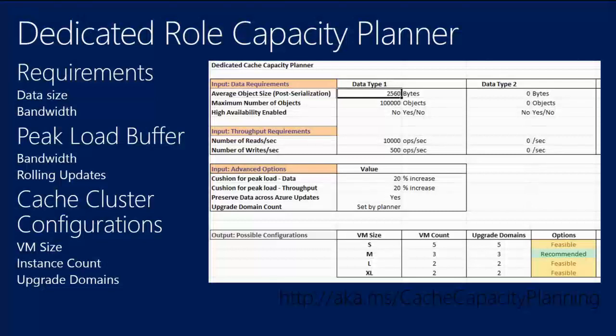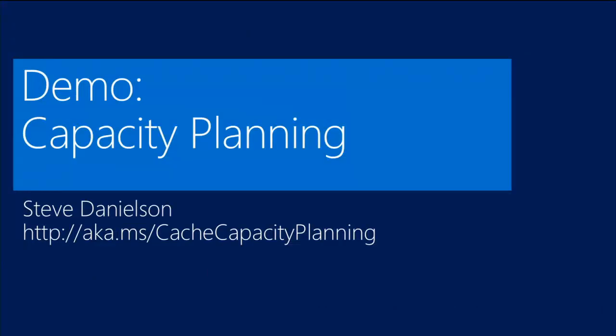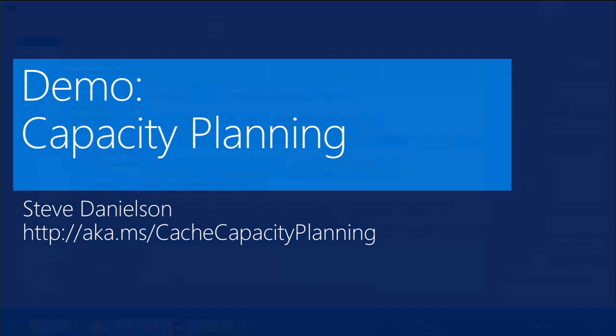The dedicated role one is a little bit more complicated. It's got 8 sections at the top where you can specify different data types, whether you want high availability, and these can correspond to the different named caches that you can create. And let's just go ahead and jump ahead, and I'll just show you a demo, and then we can walk through all those different things together.